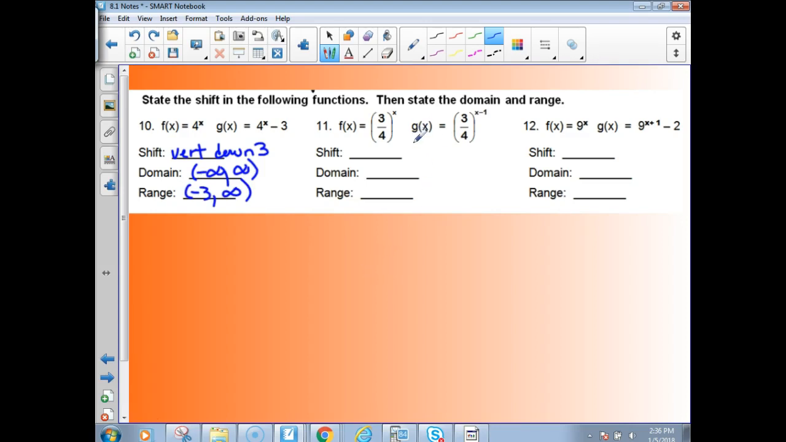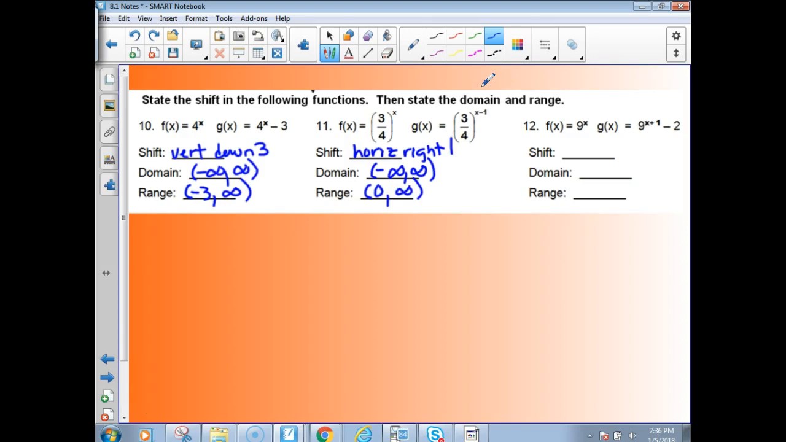So the next one, we got 3/4. That's a decay. The shift is an h value of 1. It's minus 1, so that would be not left, but right. So this would be a horizontal shift of right 1. Domain's still going to be negative infinity to infinity. If you only shift right, does that change the asymptote? No, so it's going to be 0 to infinity for the range.